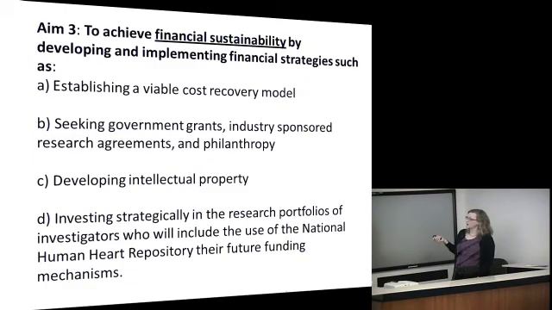We think that perhaps developing some of the intellectual property that we have been finding from our discoveries from our proteomics analysis might be a way in which we can also augment our financial sustainability. And then through the vouchers and the pilot funding, we think that we might be able to invest strategically into research portfolios of investigators who would then want to use the National Repository for further funding, for other mechanisms of funding.